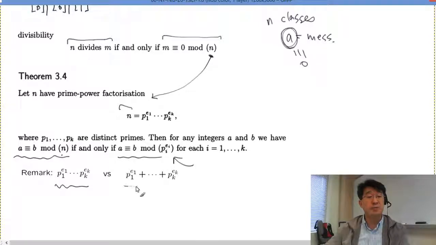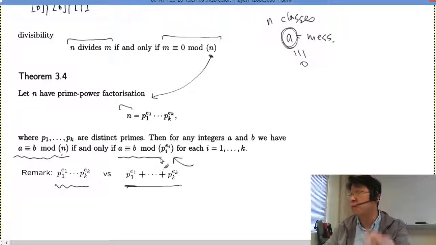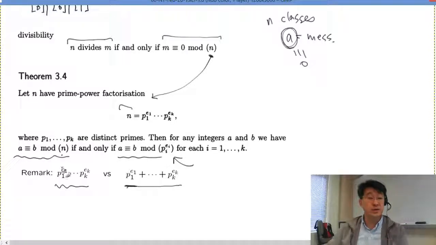Just check this one. That will be p1 to the e1 checking, and the next one, p2 to the e2 checking. If it passes all that, then there will be only the sum, p1 to the e1 plus p2 to the e2, all the way to pk to the ek number of checks. And then you establish it is divisible or it is not divisible, right? So think about the number of checks involved there. Which one's better? Obviously this one's better, since it involves fewer checks.